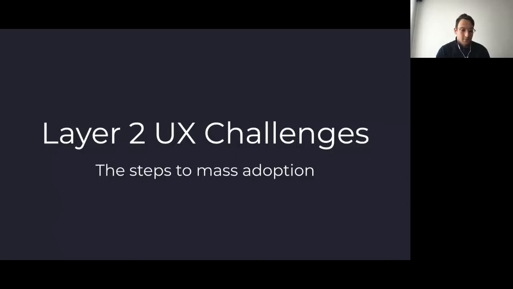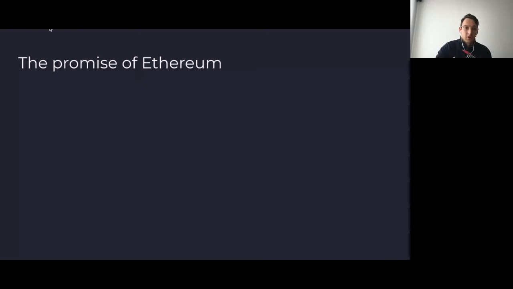So I'm here to talk to you about some of the latest challenges around layer 2, and most importantly, what we can do as a community to help improve those and bring more people into our ecosystem. So starting off with the promise of Ethereum. The whole point behind layer 2 is scaling Ethereum. So let's start talking about that.